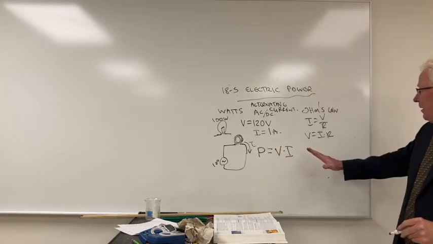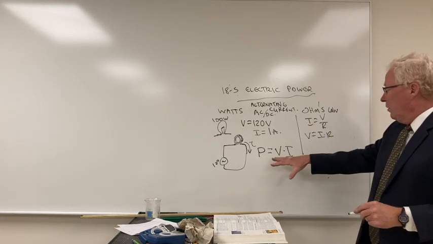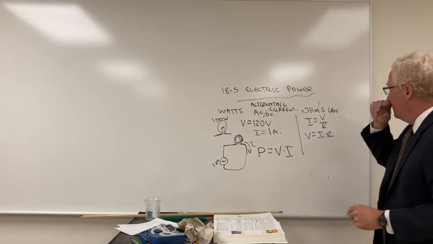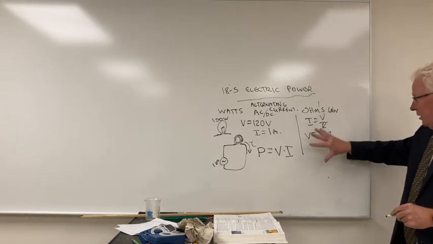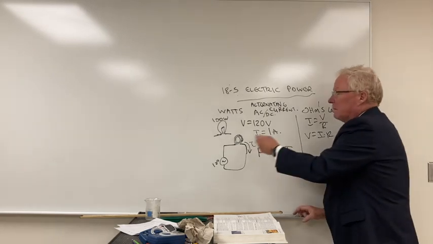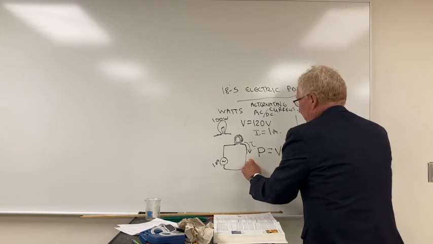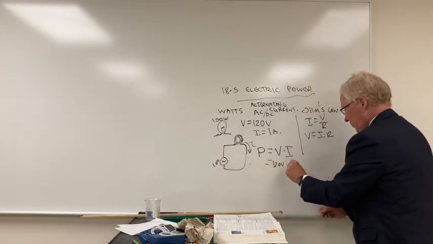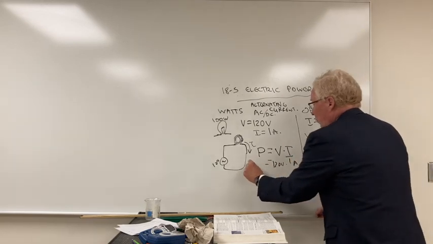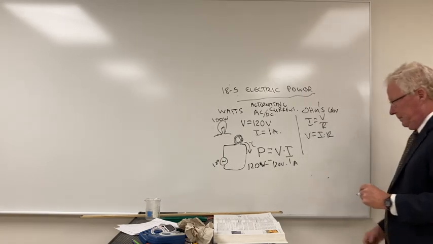Again, this compares differently to Ohm's law. This is not Ohm's law. The power is V times the current. The relationship is different from Ohm's law. So we have power and the current. In this case, the power would be 120 volts, because that's a household circuit, times 1 amp, would be 120 watts, right?